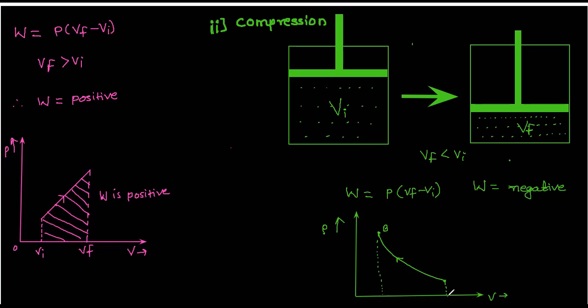You are having more volume but less pressure. Here it is less volume but more pressure. That's why the arrow is like this. And in this case, this is the compression, and therefore work is negative for this type of graph. Work is negative. Understood? Clear? Note down.